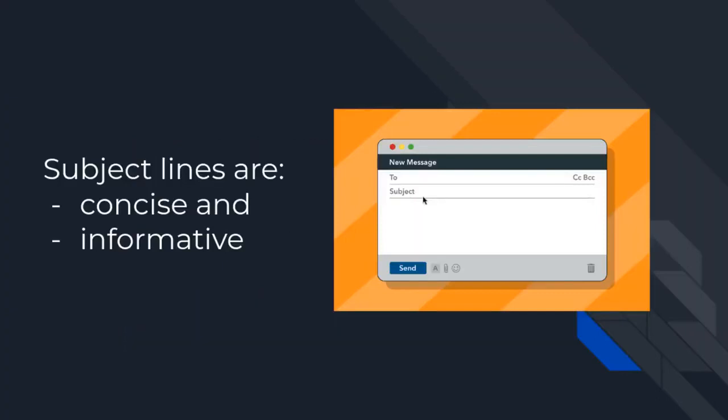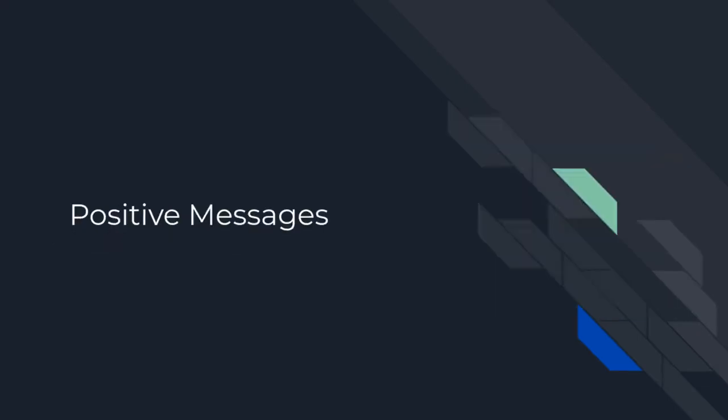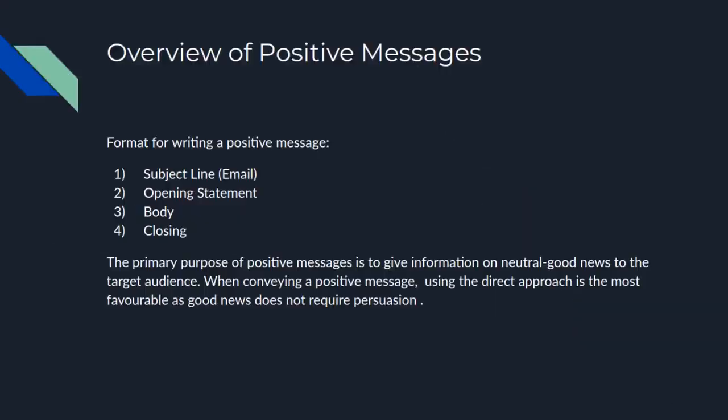Subject lines should be concise and informative, and they should generally be short. So, an overview of positive messages. The format for writing a positive message includes a subject line for email, an opening statement, a body section, and a closing section. The primary purpose of a positive message is to give information on a neutral to good news basis to the target audience. When conveying a positive message, using the direct approach is most favorable as good news does not require persuasion.